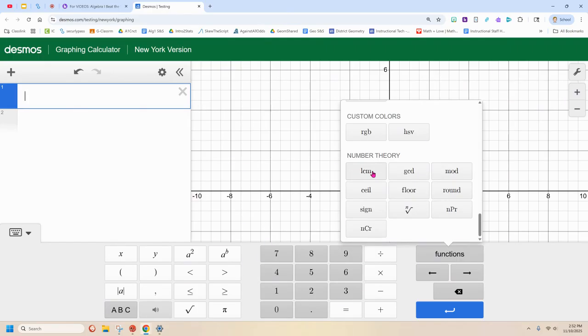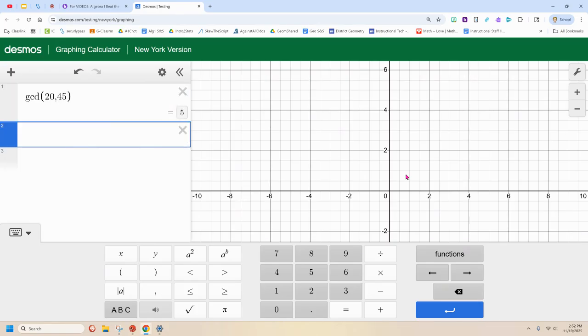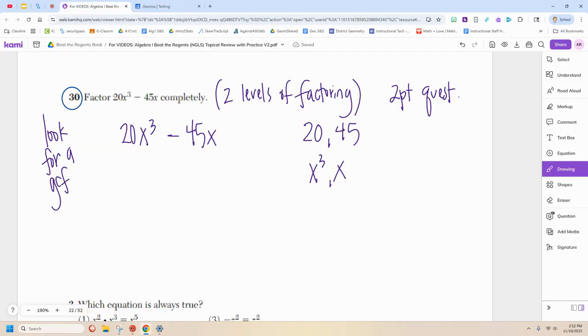So least common multiple is moving forward in numbers. Greatest common divisor is a greatest common factor. What number divides both? So I can actually type that in and do 20, 45, and you guys already knew this. Both those numbers are divisible by 5. So the GCF for the numbers is going to be 5.